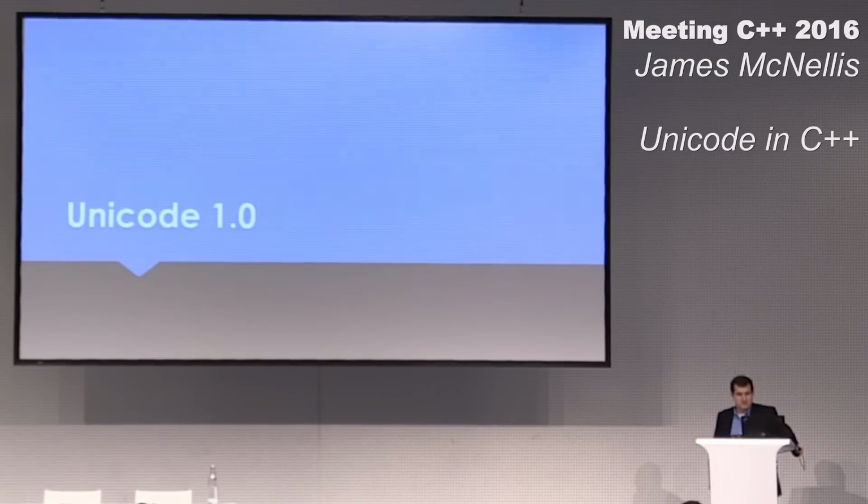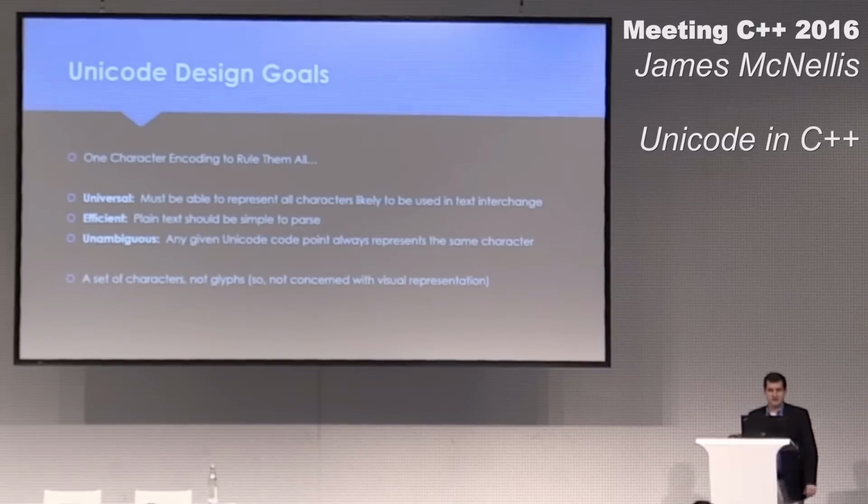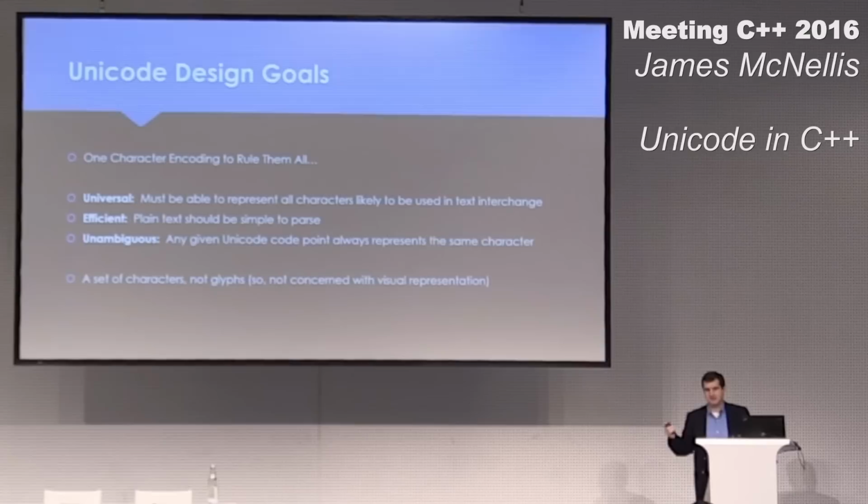So the name Unicode originally derived from unique, universal, and uniform character encoding. So that's a lot of UNI prefixes for those words. And it had a few design goals. It was designed to be one character encoding to rule them all. So they wanted to have one character encoding that you could use to represent basically any text, so that you didn't need to worry about the encoding of the text when you're sharing it between systems.